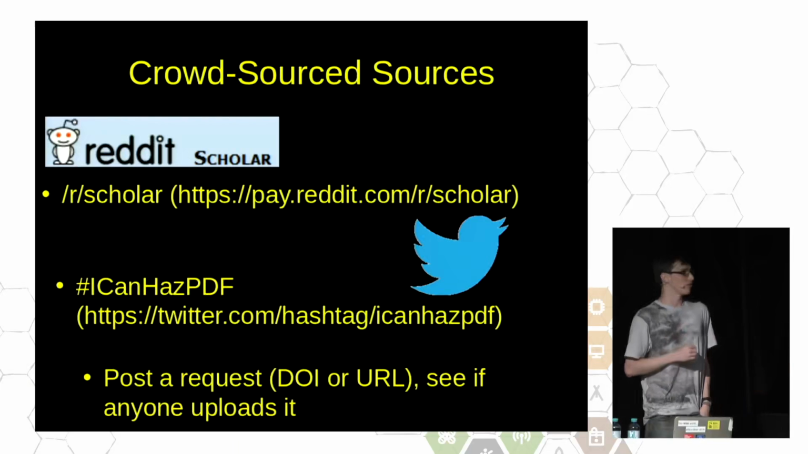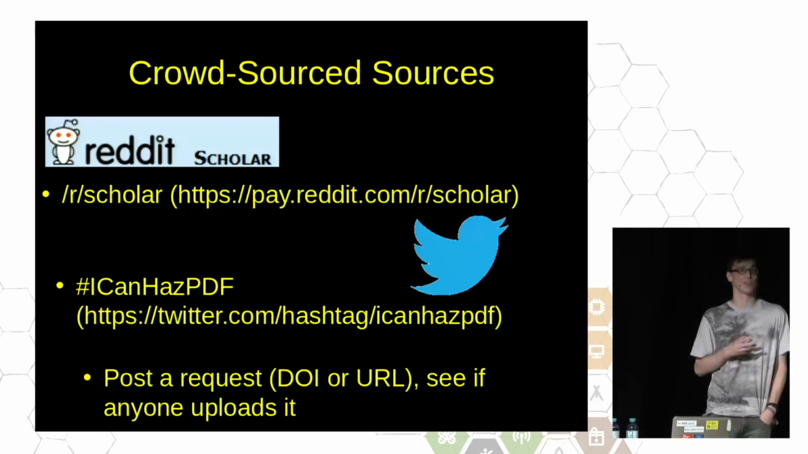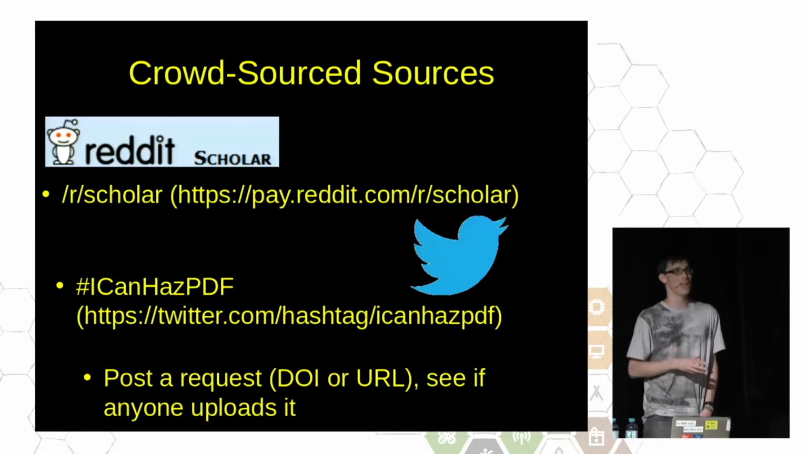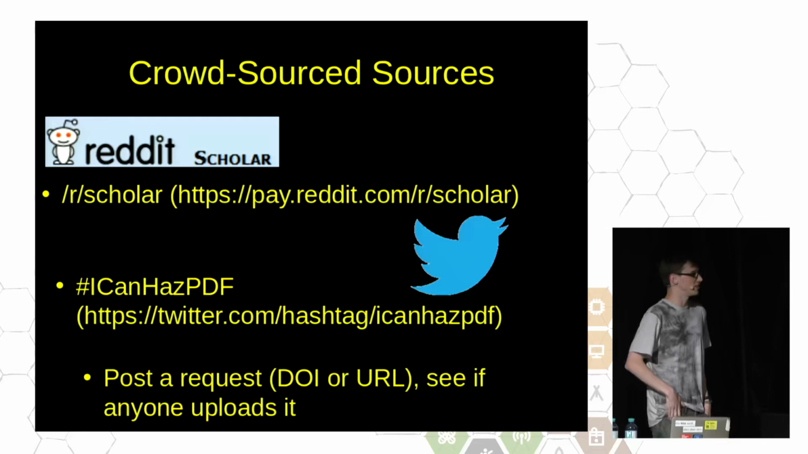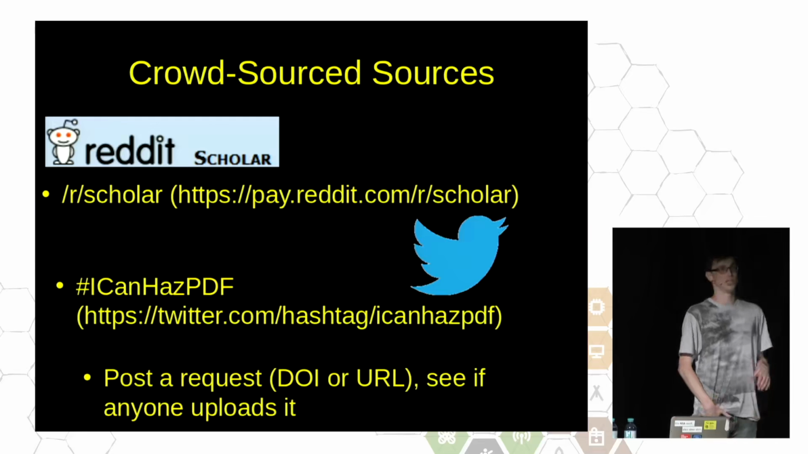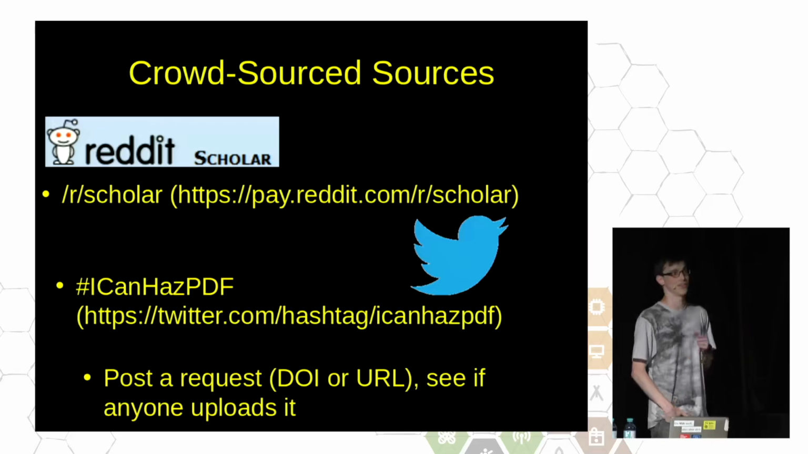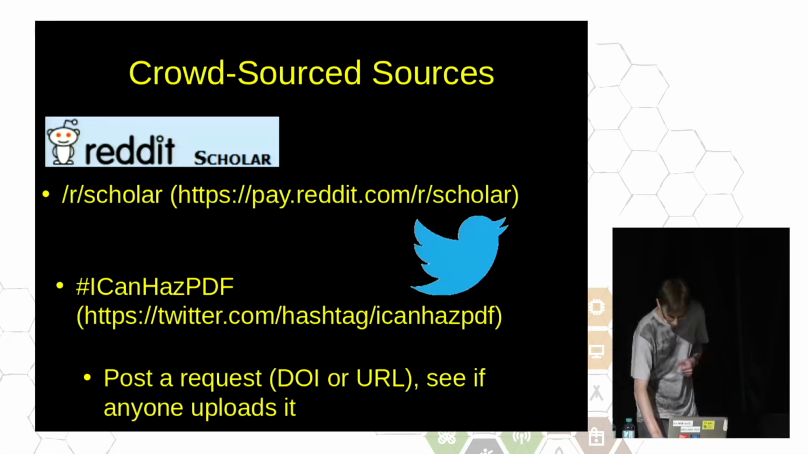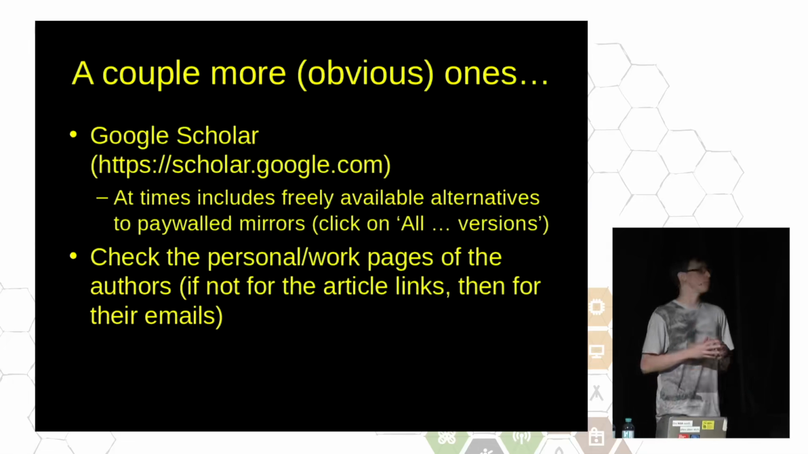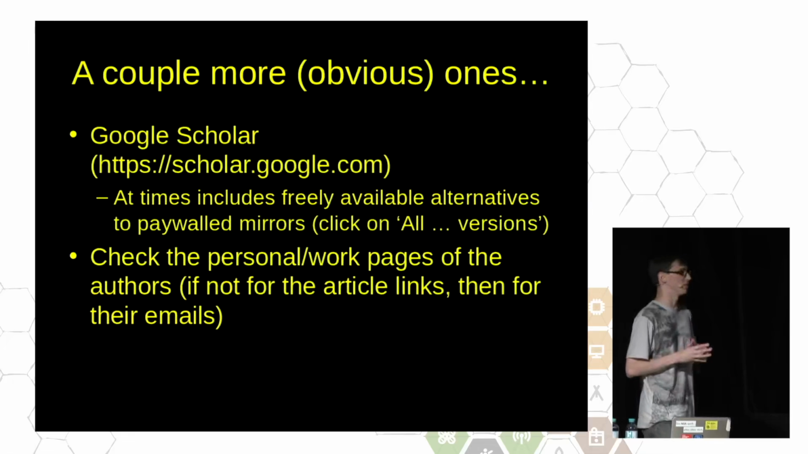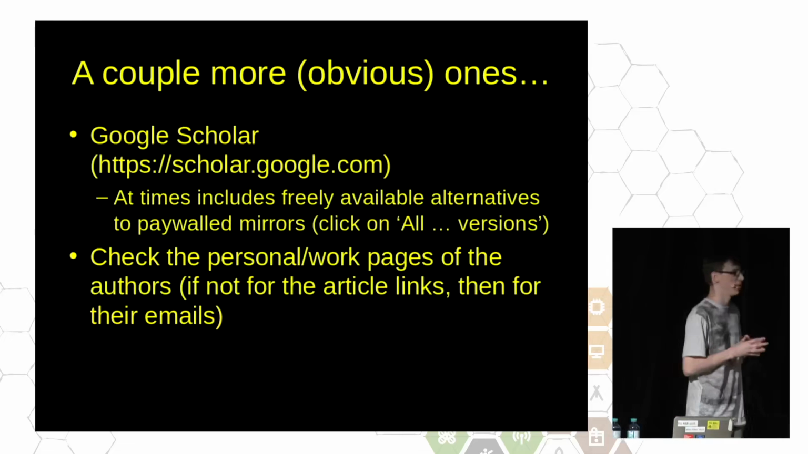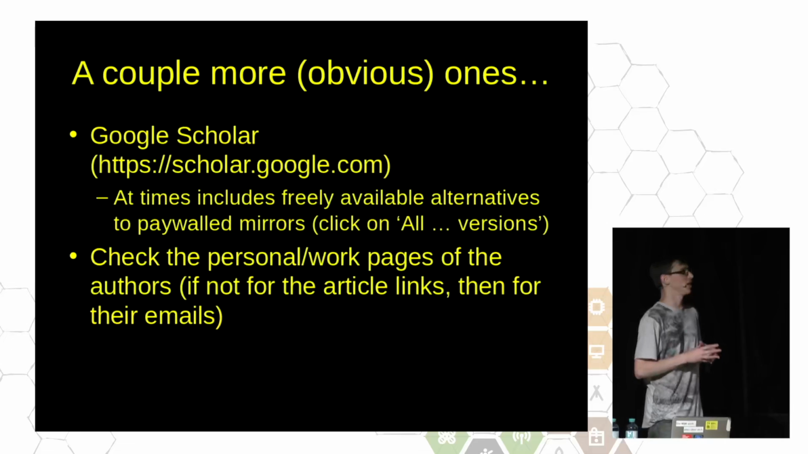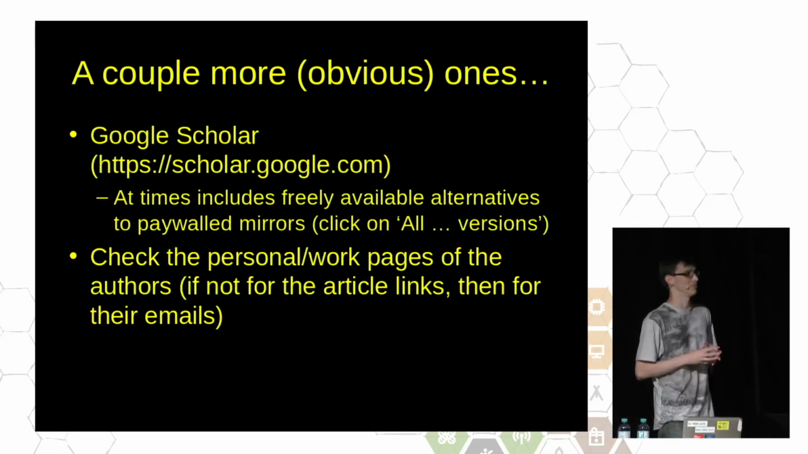There's also a growth lately in crowdsourced resources. On Reddit, the subreddit Scholar has a request section and a fulfillment section where you can post a DOI that you want and someone can find it. On Twitter, there's also the recent hashtag ICanHasPDF, where you make a tweet with, again, the DOI or the URL of the article you want, and anyone who has access will send you the link. And there are a couple more or less obvious resources that we nonetheless should not overlook, such as Google Scholar, which oftentimes leads to open versions of articles that are otherwise paywalled on other mirrors. And then you should also always check the personal pages of any particular author, because sometimes they put articles online there.